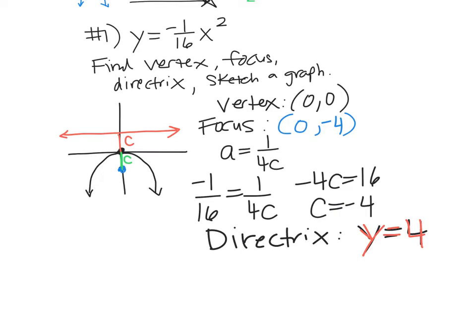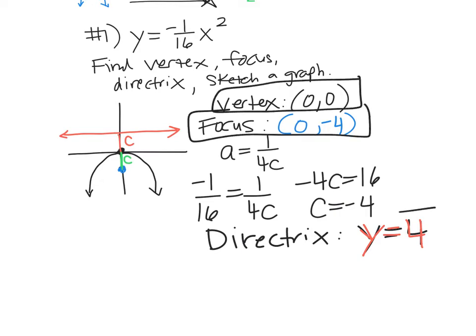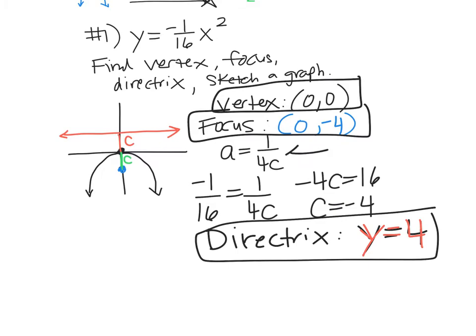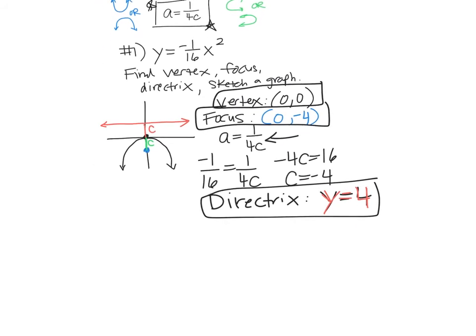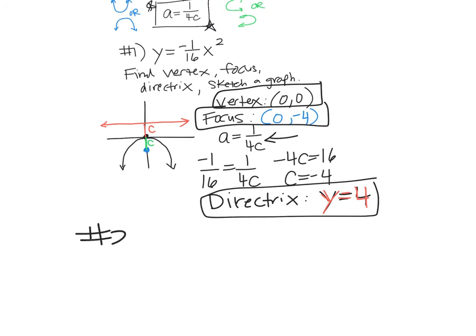They wanted you to find the vertex, the focus, and the directrix, and sketch a graph. But this is the key to all of it, right there: a equals 1 over 4c. I could go through a whole proof of it, but I'm not going to. All right, number 2. I don't expect you to know how to do that after one problem, so let's do a few more.